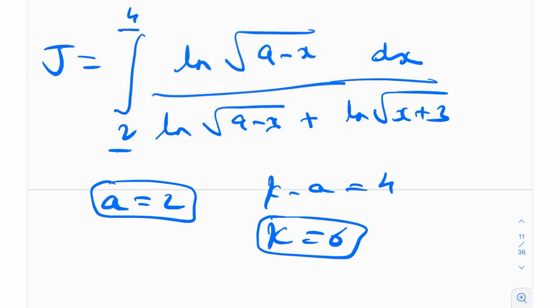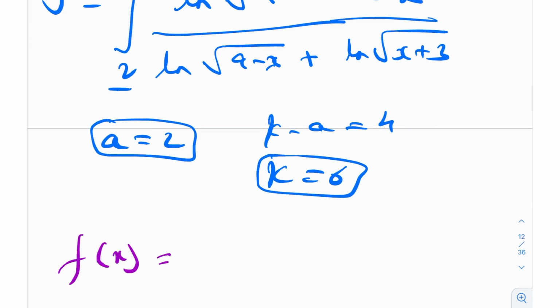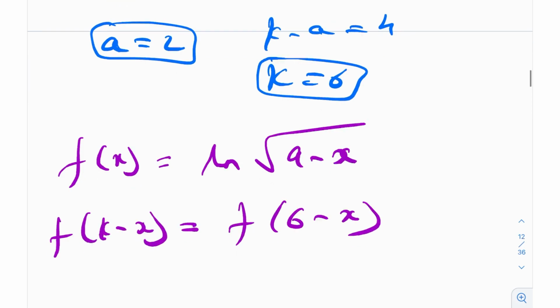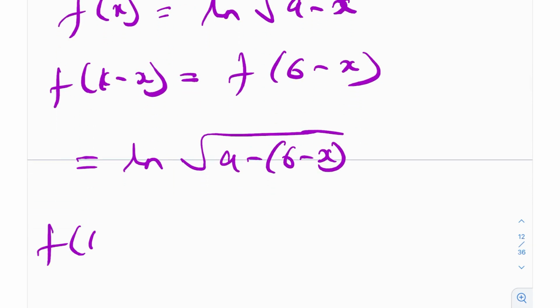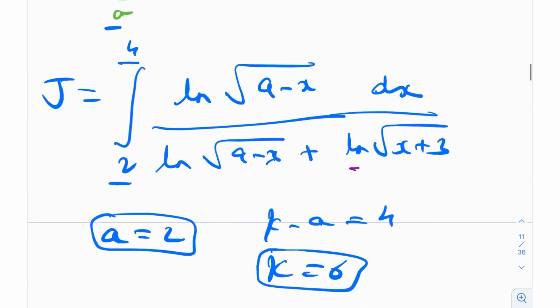Okay, great. Then in the numerator, we had this function f of x. So if I let f of x equal the natural logarithm of the square root of 9 minus x, what would be f of k minus x? f of k minus x would be f of 6 minus x, right? So I can just write this as ln square root of 9 minus (6 minus x). So f of 6 minus x just becomes ln root 3 plus x. Oh, that's great, because ln root 3 plus x is this.